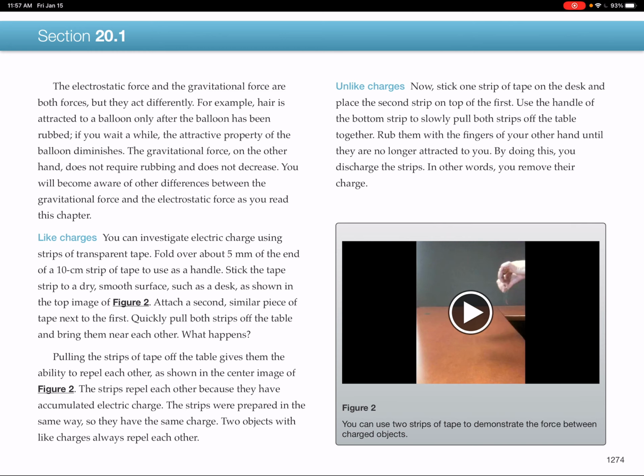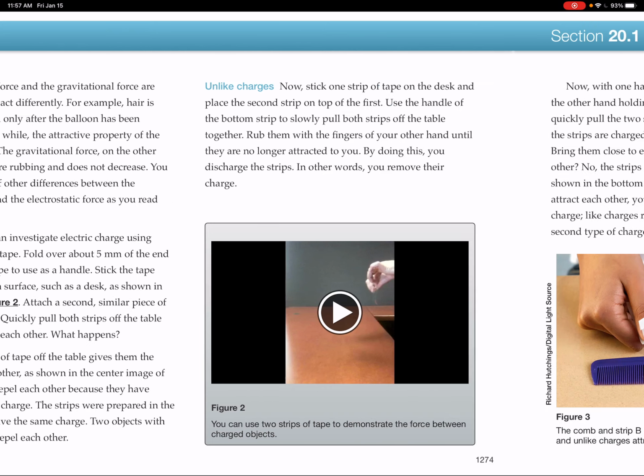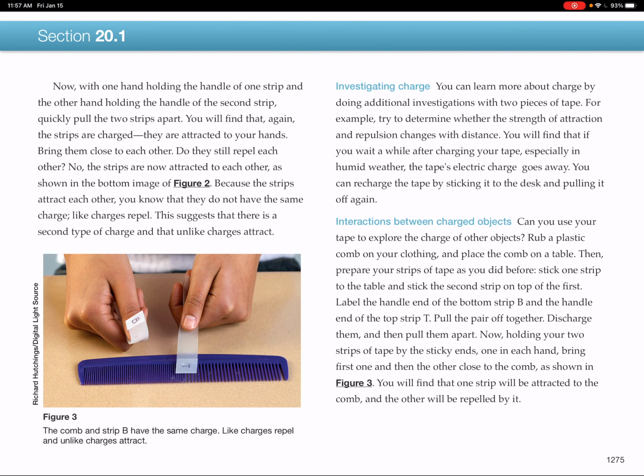You'll see what happens is that with the tape, if you prepare it in the same way, if it has the same charge, the pieces of tape will repel each other. If they have opposite charges, then they will attract each other. You could use this for further investigation. You could see if another object has the same type of charge as one piece of tape and the opposite charge from another. So in doing these types of investigations, you can see what type of charge things have.